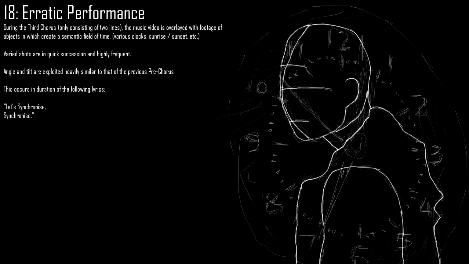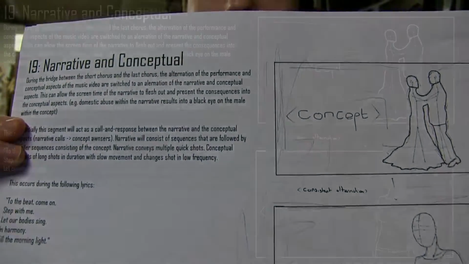Number 18, erratic performance. So during the third chorus, which only consists of 2 lines, the music video is overlaid with abstract videos which develop a semantic field of time, so we're going to show various clocks, sunrise, sunset, etc. These shots are going to be in quick succession, quite varied, and highly frequent. The angle and tilt are going to be exploited heavily during this part, and this occurs during the third chorus until the bridge.